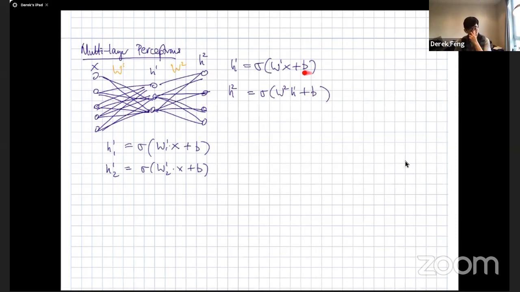Does that make sense? Just keep that in mind. Sometimes it gets a little confusing, because you should think of these sigmas as applying independently across my vector. This is going to be a vector, and then I just apply the sigma on each element of the vector. Okay.